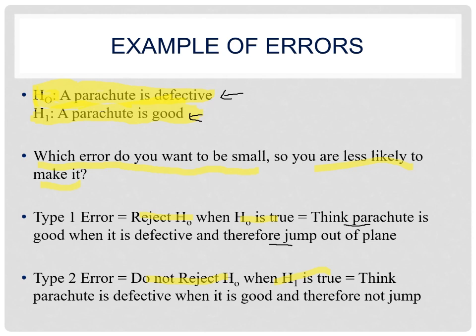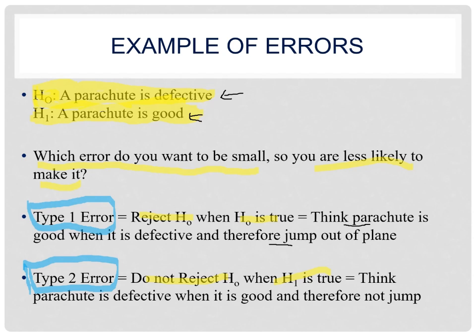Well, obviously, we would rather be in the type 2 error category. Okay? This is the one that's going to waste a few extra parachutes, but it's not going to cost anyone their life.